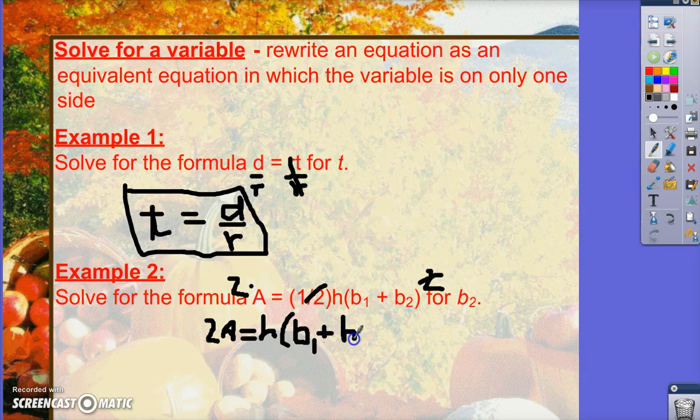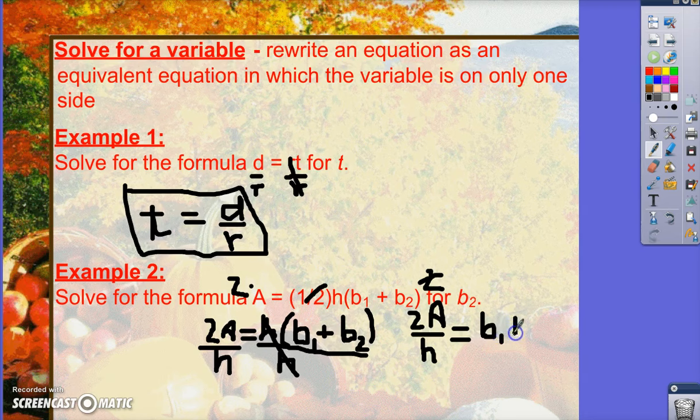All right. So now, before we could isolate any of the b's, we still have an h in front of multiplication. So the opposite operation is to divide by h to get rid of it. And what I'll have next is 2a over h equals, now I could drop the parentheses because we got rid of the 1/2 and the h already. So we could just write b1 plus b2.